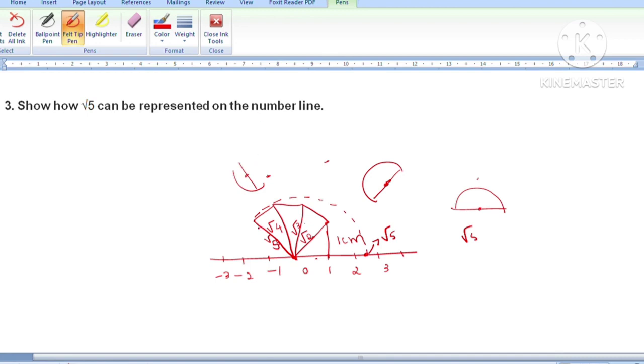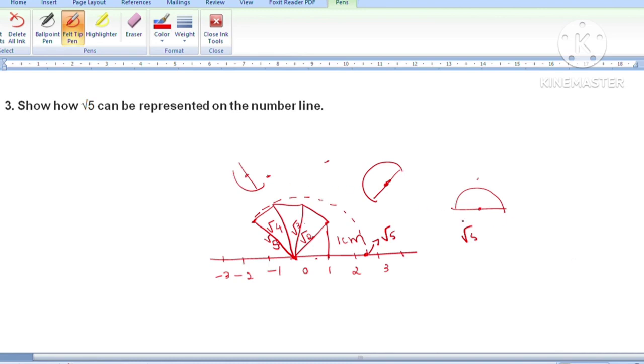So the last step is you have to keep your compass here. Take this measurement in the compass from here to here. Then you have to draw an arc on the right side. So this is the value of root 5 on the number line. This is the first procedure.